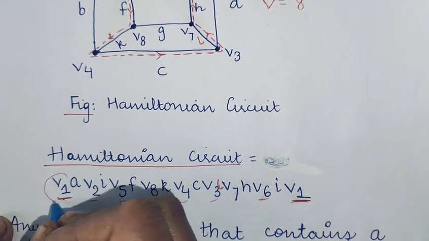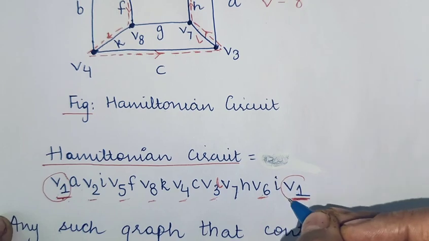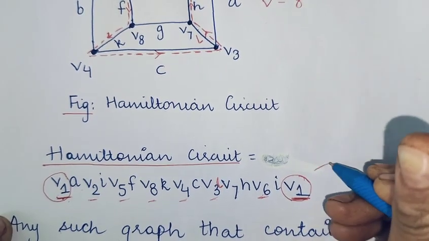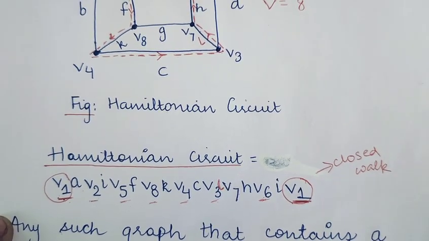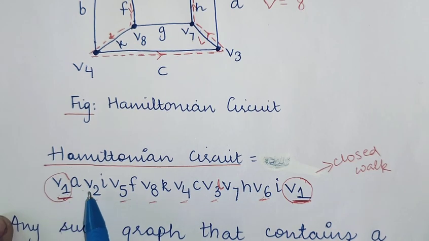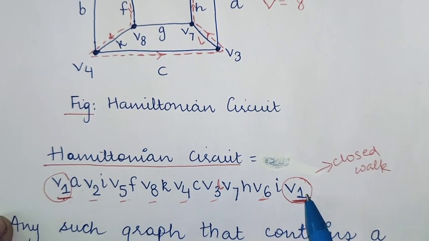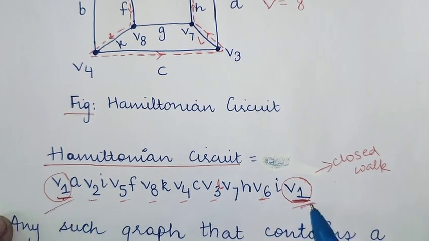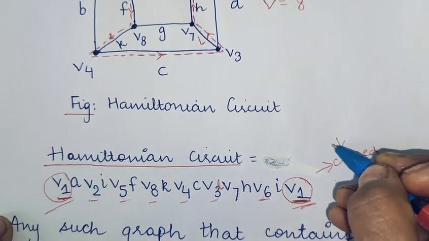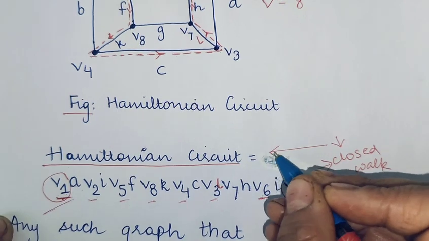So my walk starts at this particular vertex V1, ends at the same vertex V1, so it is a closed walk for sure. Then all the vertices of the graph have been covered. In total I have 8 vertices. So 1, 2, 3, 4, 5, 6, 7, 8. All the 8 vertices have been visited. The last vertex I did not count because the starting and the ending vertex are the same. So all the vertices have been visited. It is a closed walk and none of the vertices other than the starting and ending vertex have been repeated. So I can say that this is a Hamiltonian circuit.